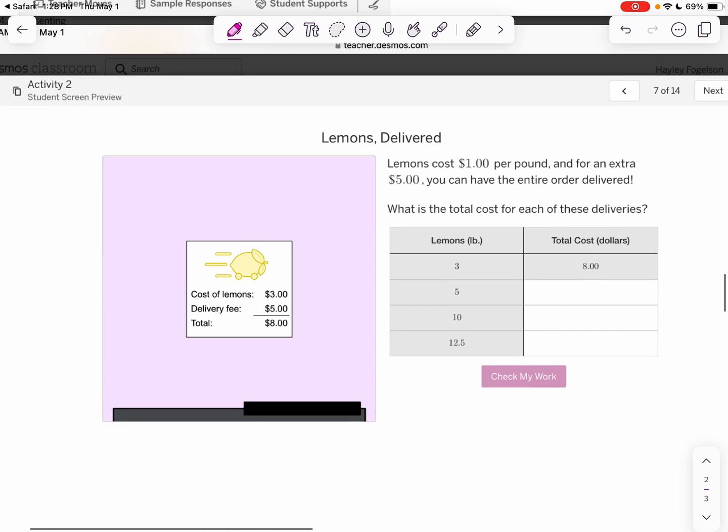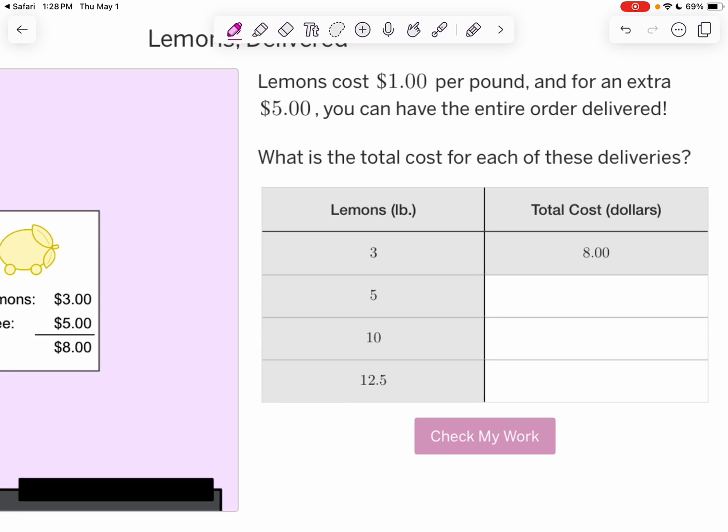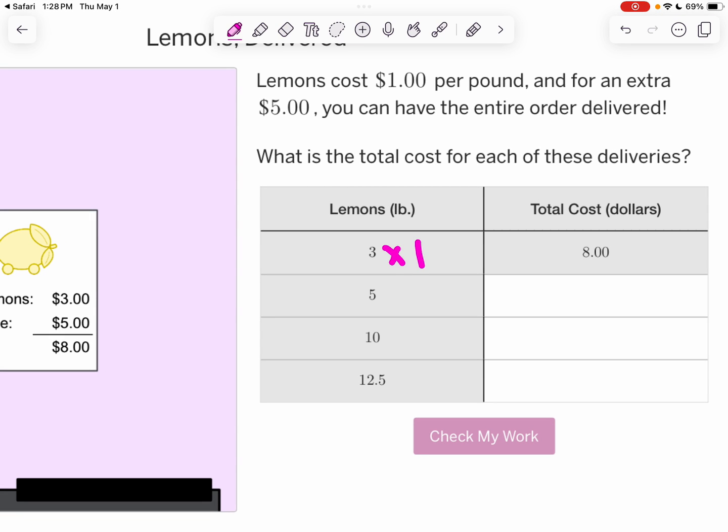All right, number 7, lemons cost $1 per pound, and for an extra $5, you can have the entire order delivered. What is the total cost for each of these deliveries? Well, if we take a look at the first one, it's $1 per pound, so we need to multiply by $1. So 3 times 1 is 3, plus that $5 delivery fee, so $8. That's how they got that.